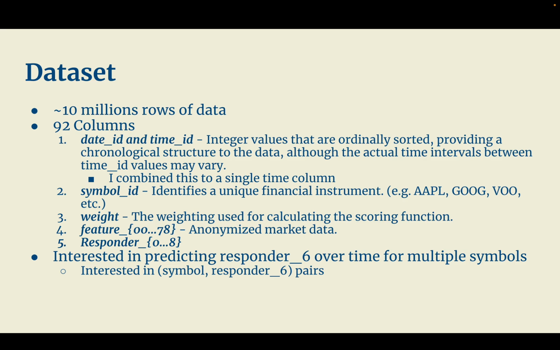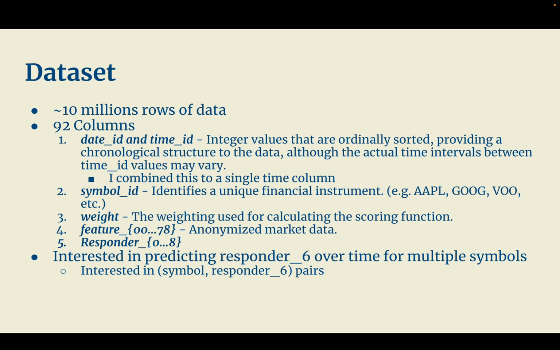Another column is the symbol ID column. This is a unique financial instrument such as Apple or Google, some kind of stock that you're interested in. These are actually anonymized, so it's like 0 through 38, and there are some more as well. Basically it stands for the type of stock ticker symbol, but it's anonymized as integers.